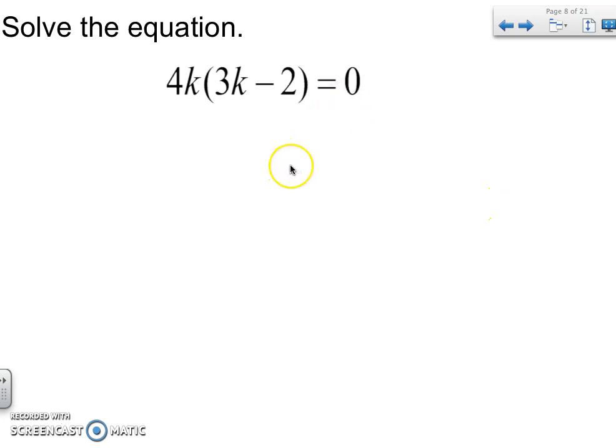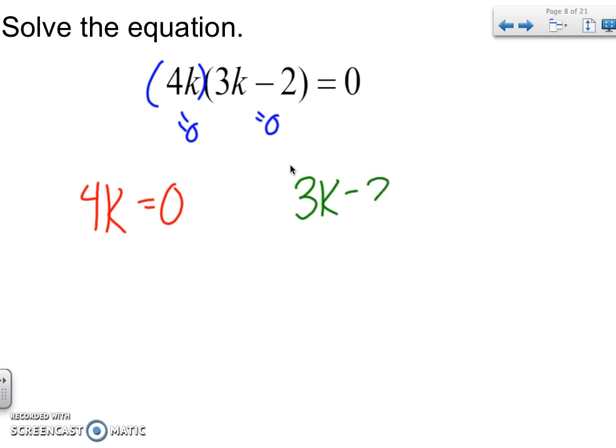So again, this one is different. I don't have two parentheses, but I can pretend to have a parenthesis around that if I wanted to. But again, you're going to set each part equal to 0 and solve. So I would have 4k equals 0 as one equation, and then I would have 3k minus 2 equals 0 as my other equation. So again, this is a one-step problem.